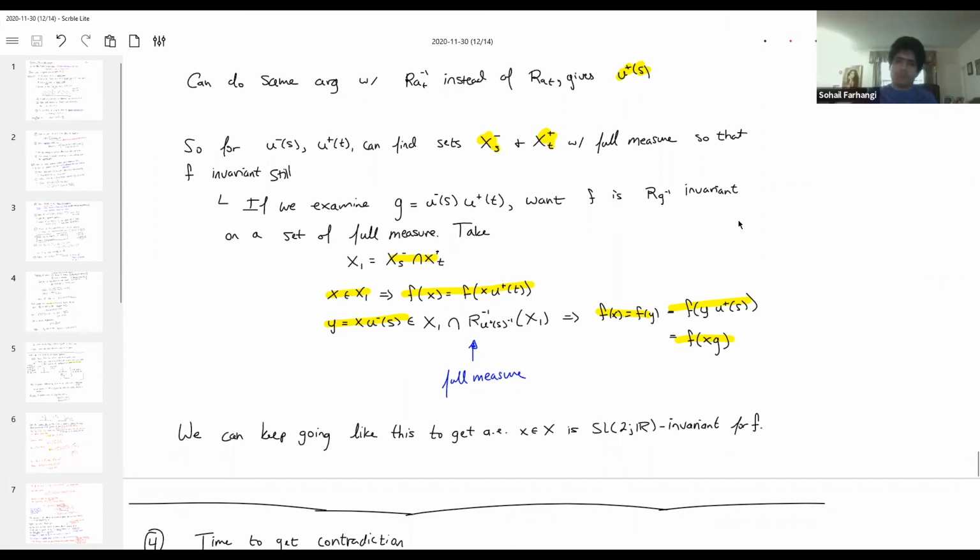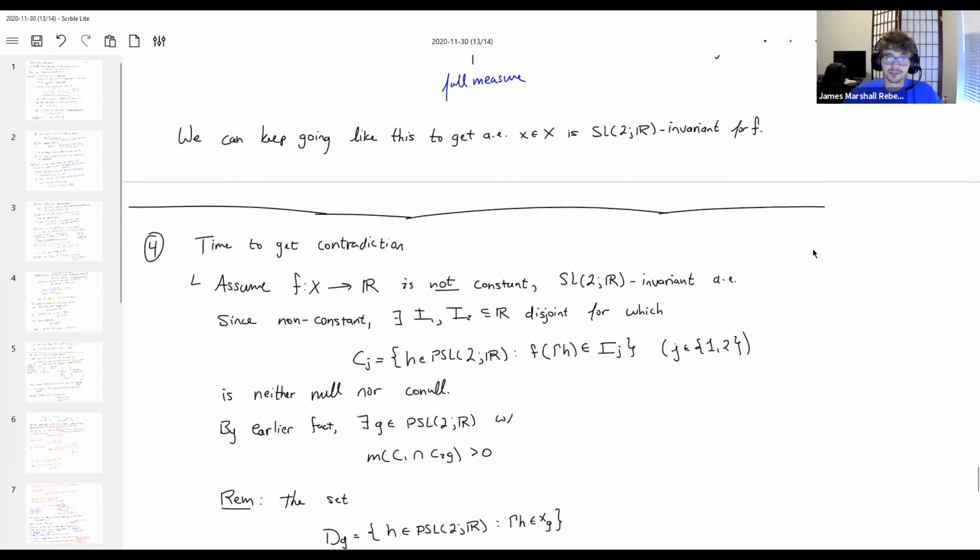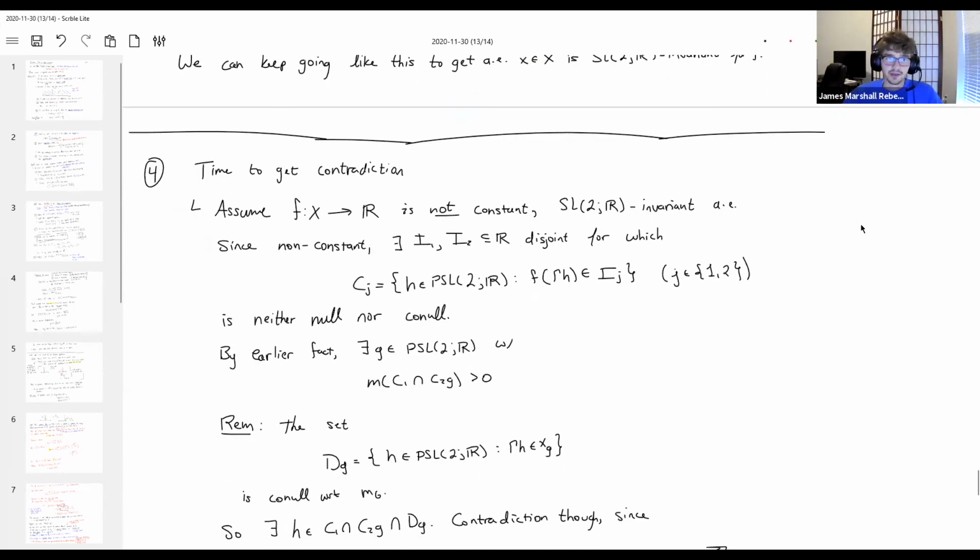Sounds good. Okay, and here's where we want to get the contradiction. So assume that f is measurable, not constant, but SL2R invariant almost everywhere. Since it's non-constant, we can find disjoint intervals inside of R for which their pre-images will be neither null nor co-null. And then here's where we have to use this earlier fact that there exists a g such that the translate C2 g intersects C1 with positive measure. This is because, since they're neither null nor co-null, the product of their measures will be bigger than 0.